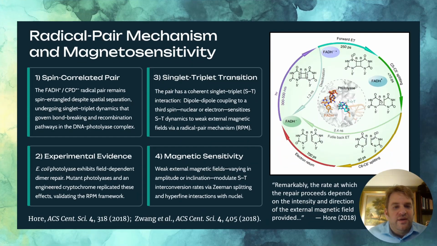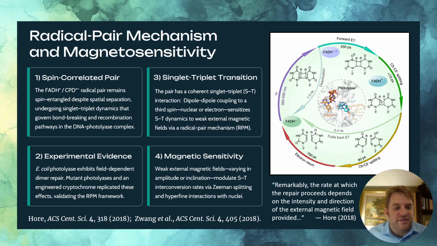How do we know that? Well, experiments have been performed. And so I show here again a similar photocycle drawn from experiments by Zhuang and co-workers, where they showed that the FADH-CPD radical pair remains spin entangled despite the spatial separation of the electrons. And it undergoes singlet-triplet dynamics that govern bond breaking and recombination pathways in the DNA photolyase complex.